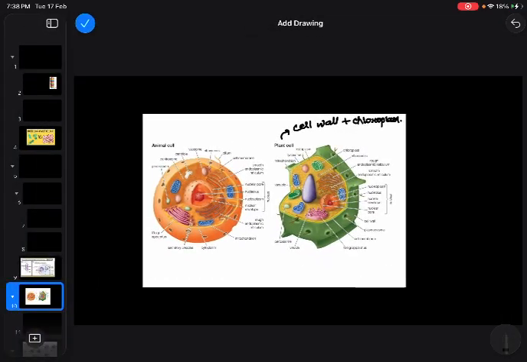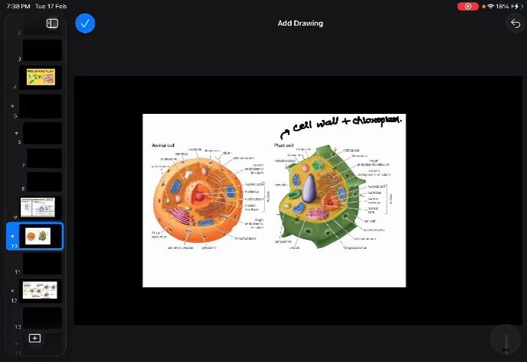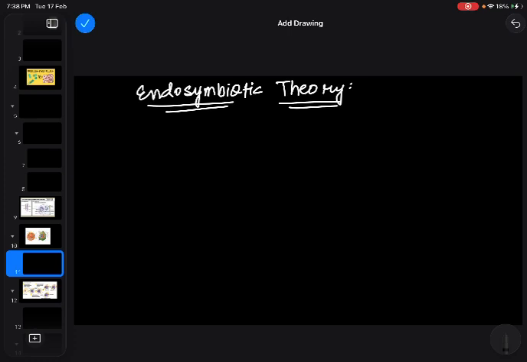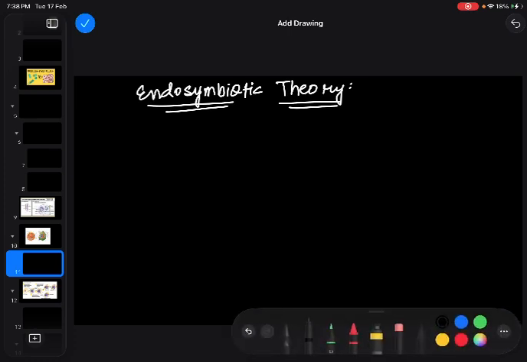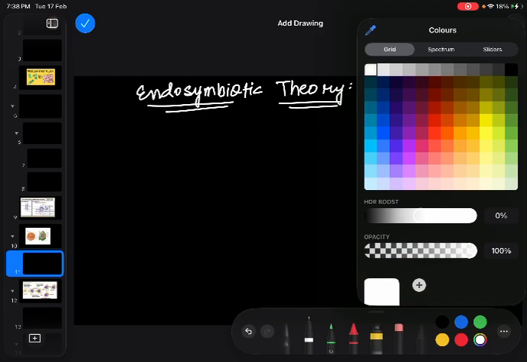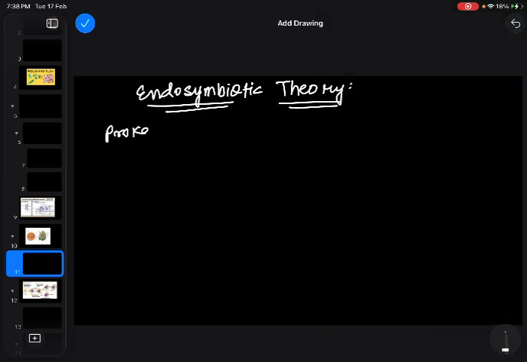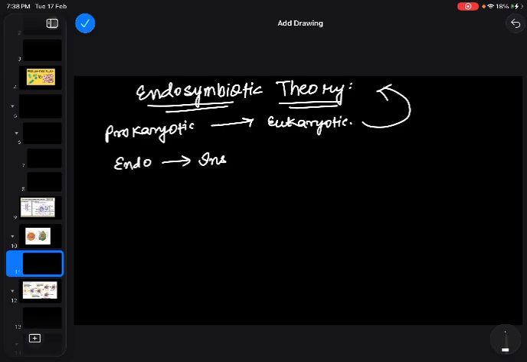So now that we have seen this, we wanted to know how actually prokaryotic cells in the ancient times got converted to eukaryotic cell. So to prove this, we have an endosymbiotic theory, which when we break down, endo means inside, symbiotic means beneficial.